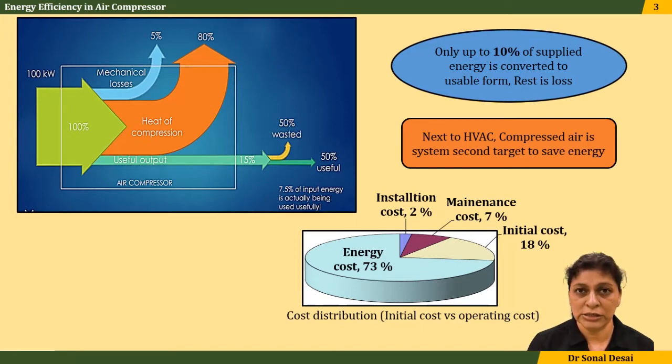In few initial slides it is explained why energy saving is very important in compressed air system, because initial cost of compressor plays less than 18% of role, while running cost or energy cost plays a role of more than 73%. That is because out of total energy supplied, just 10 to 15% is available as a usable form and remaining energy is lost in the compressor system. So compressor is an important candidate when we are talking of energy conservation.